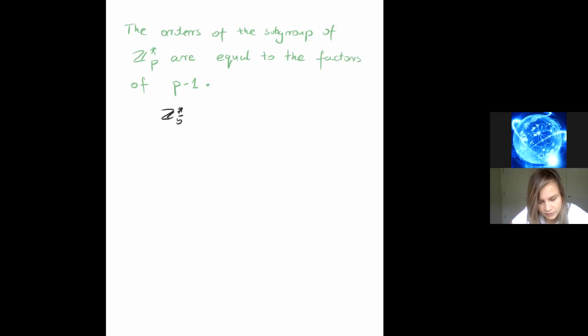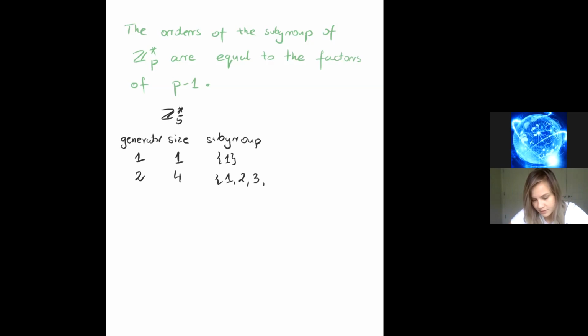So 1 only generates a subgroup of size 1. If we have generator 1, it generates only 1, right? Because 1 to every power gives us only 1. So this is size 1. If we take 2, as you could see, this is size 4. It generates the entire group, and the group is a subgroup of itself, always.